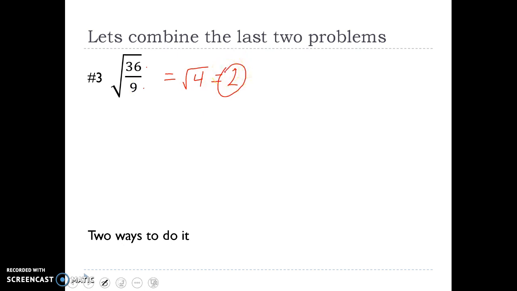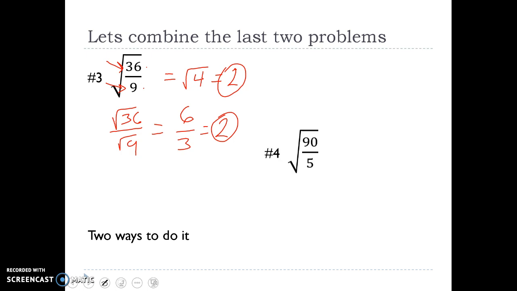But another way that I could do the same problem is I could take the square root of the top over the square root of the bottom. So I can take this radical and just divide it up into the square root of just the top and the square root of just the bottom. We know that the square root of 36 is 6. We know that the square root of 9 is 3, and 6 divided by 3 is 2. So regardless of which way I prefer to do it, first simplify the fraction, as I did when I made it a 4, or simplify the radicals first and then simplify the fraction, we're going to get the same answer. Let's take a look and see how this applies to number 4.